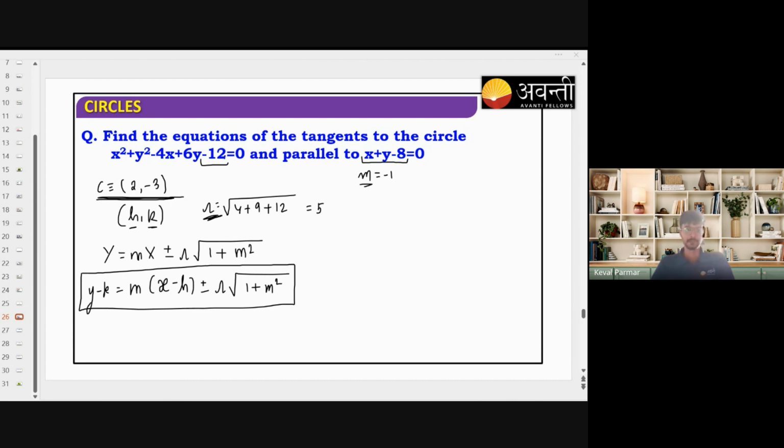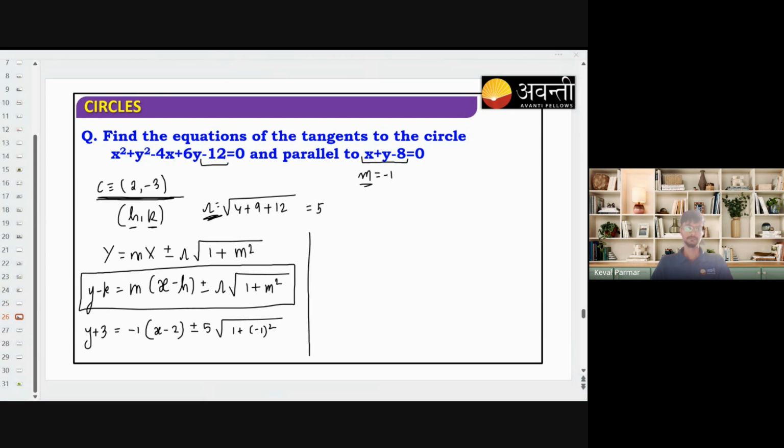Chalo. So we were talking here, the shift of origin. I think you were here, right? So we have the values of everything H, K, M, and R. Just substitute the values. What will you get, guys? We'll get Y plus 3 is equals to minus 1 x minus 2 plus or minus R. What is R? 5 under root of 1 plus minus 1 ka square.